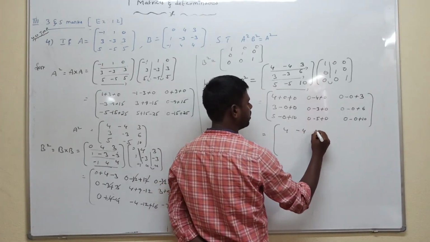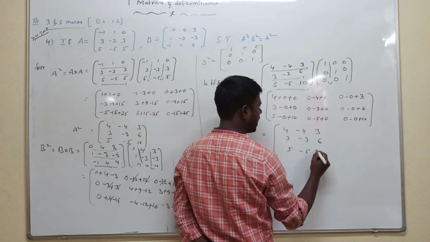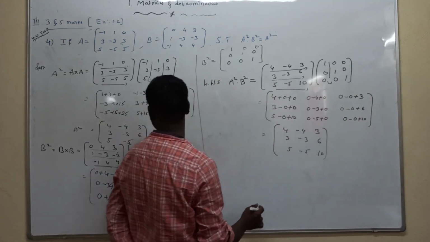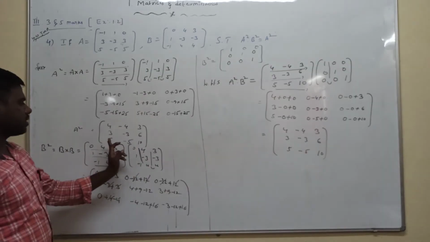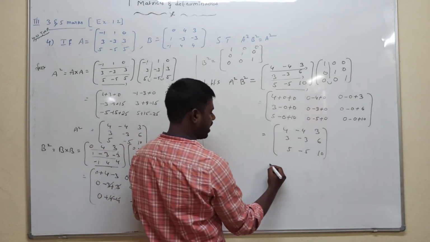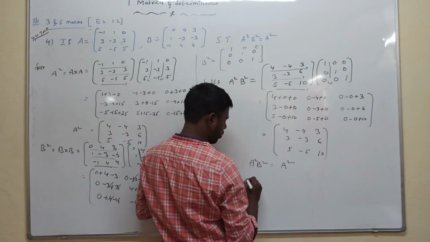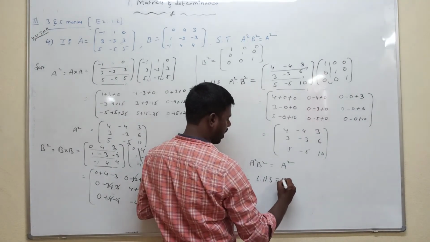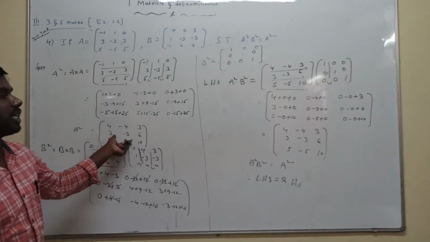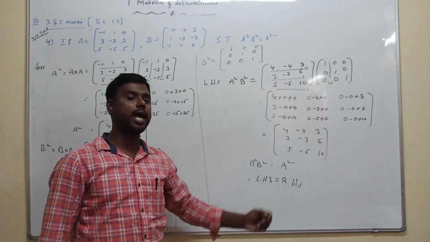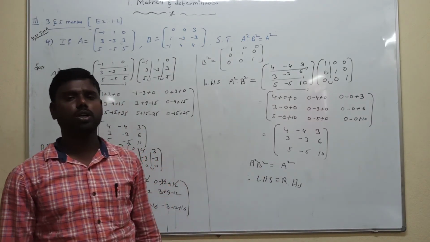4 minus 4 3, 3 minus 3 6, 5 minus 5 10. This matrix is nothing but A square, or not? A square is what? 4 minus 4 3, 3 minus 3 6, 5 minus 5 10. That's why finally, write this one as the RHS, which is A square. So finally proved LHS is equal to RHS. This matrix is nothing but the A square matrix, that's why in place of this matrix you can write A square. Finally proved LHS is equal to RHS.